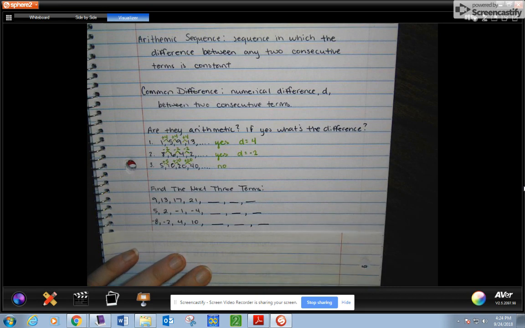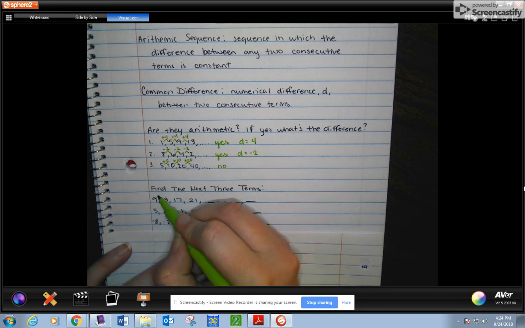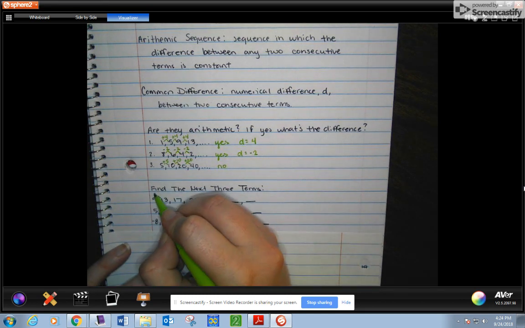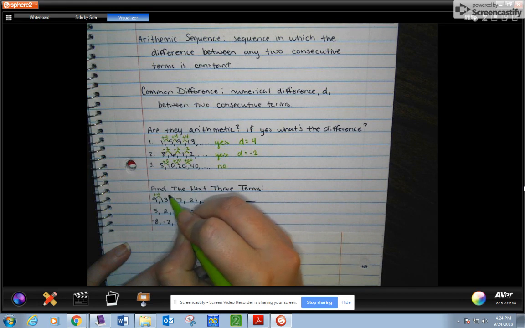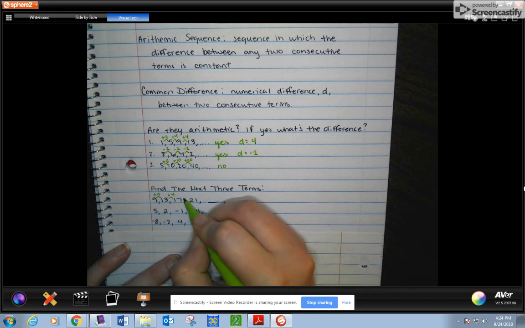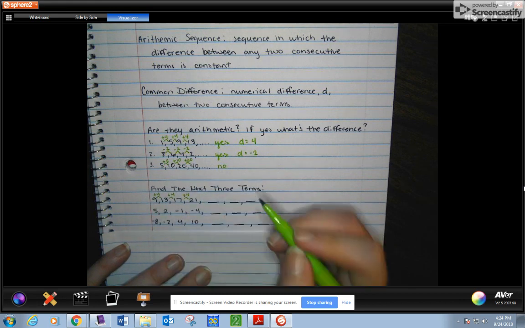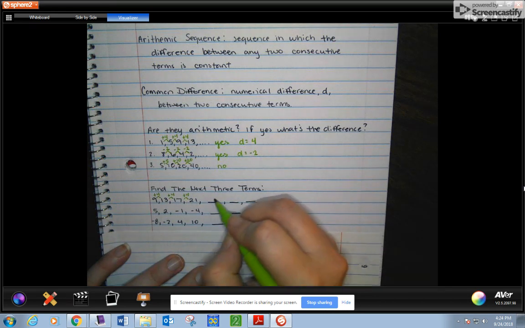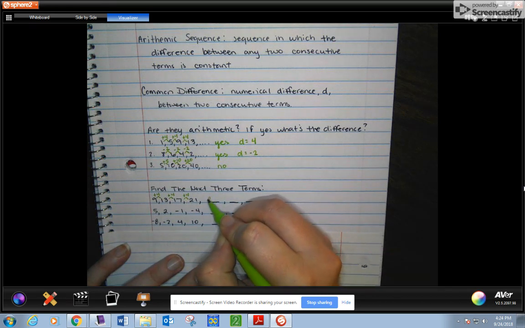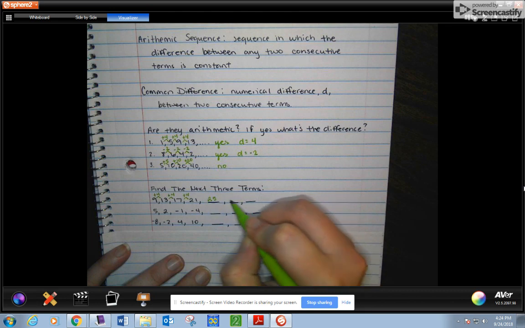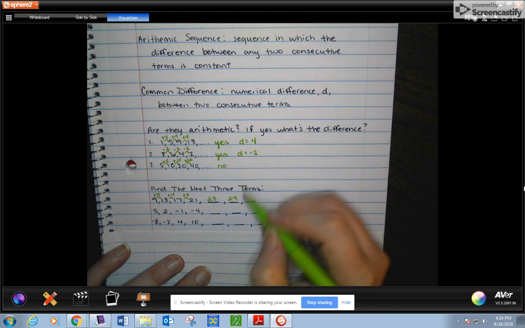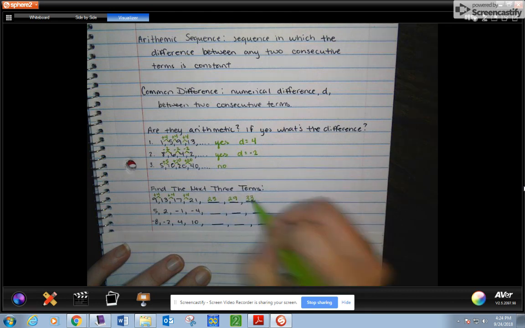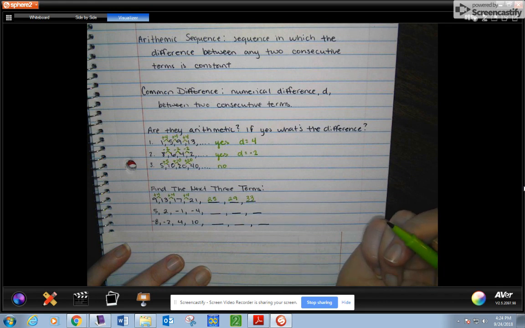Since these are arithmetic sequences, that means you have to be adding or subtracting. When I look at this, from 9 to 13, I am adding 4. 13 to 17, I am adding 4. 17 to 21, I am adding 4. So I'm just going to keep adding 4. 21 plus 4 is 25. 25 plus 4 is 29. And 29 plus 4 is 33. So I'm just finishing the sequence off.